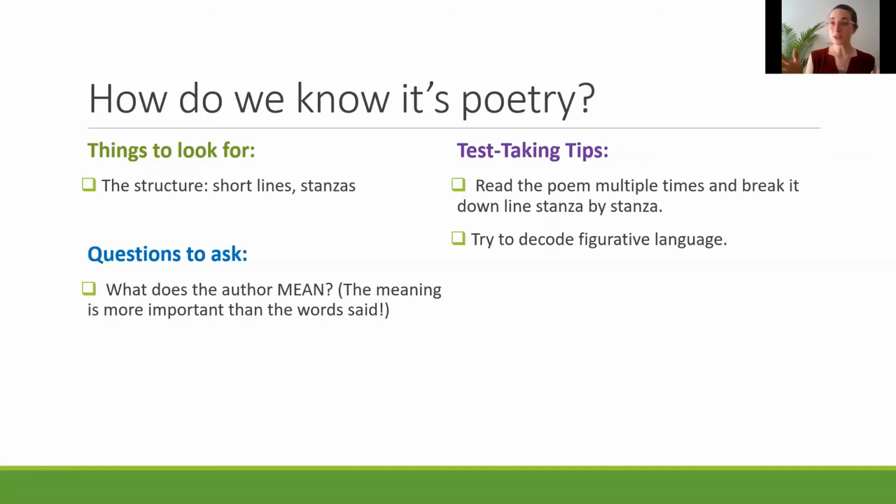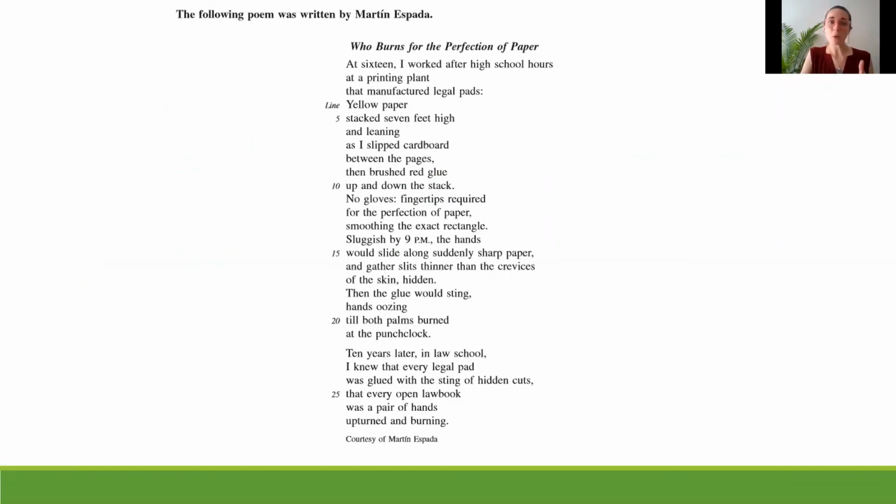So here's a couple of test-taking tips. Read the poem multiple times and break it down line by line and stanza by stanza. And try to decode some of that figurative language that's in there. That will help you to figure out what is the most important thing to understand from this, and how is the author using normal language, everyday language, to help us understand an even bigger concept. So here's an example of a poem, right? And this immediately, again, I can recognize it by the way that it's structured. So when you see a poem, read through it thoroughly one or two times, and then come back and answer the questions.